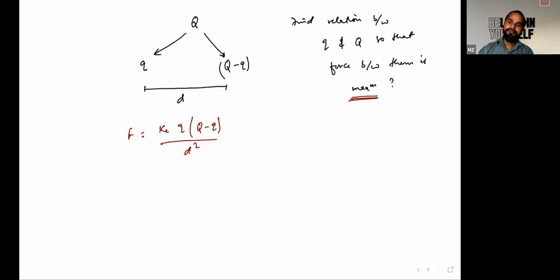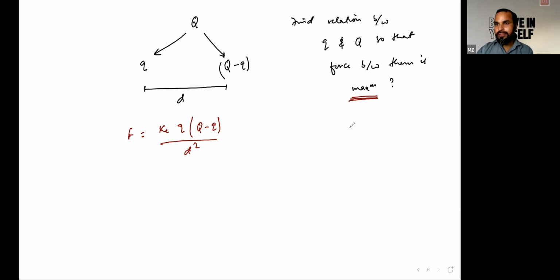How would you calculate the maximum value of any function? You must have noticed this particular approach in problems in your class 11, like calculating maximum distance, maximum speed, maximum acceleration, and so on. So I'm giving you tips on how to solve.